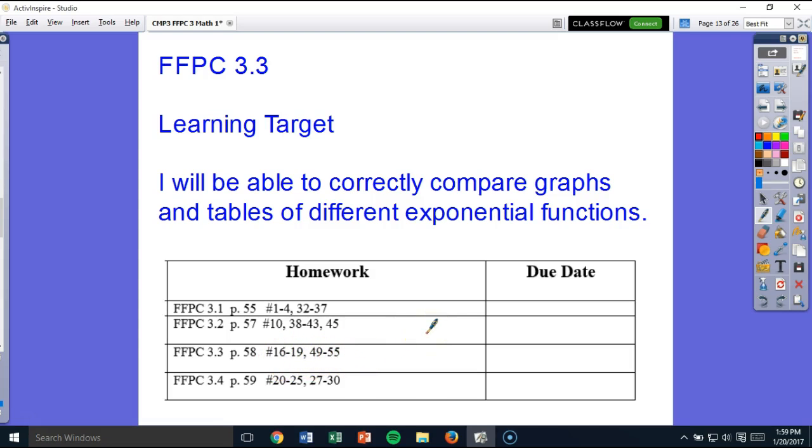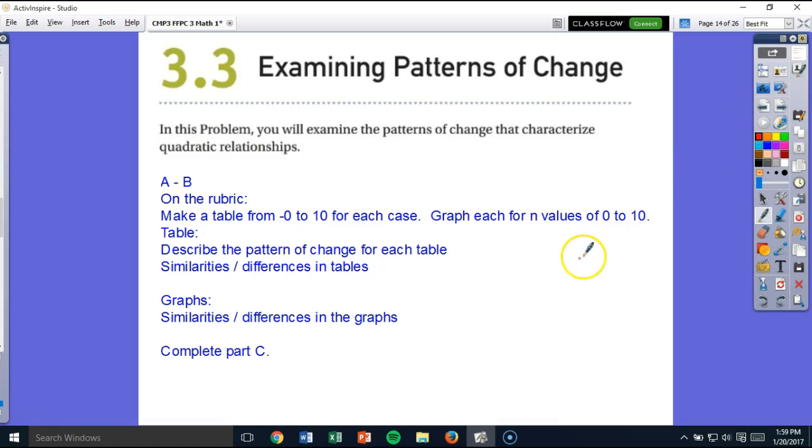And essentially what we're going to do today is use the data that we gathered from the handshakes and high fives yesterday on 3.2 to make our tables and graphs for 3.3. So I'm going to adjust the instructions a little bit from the problem in the book.